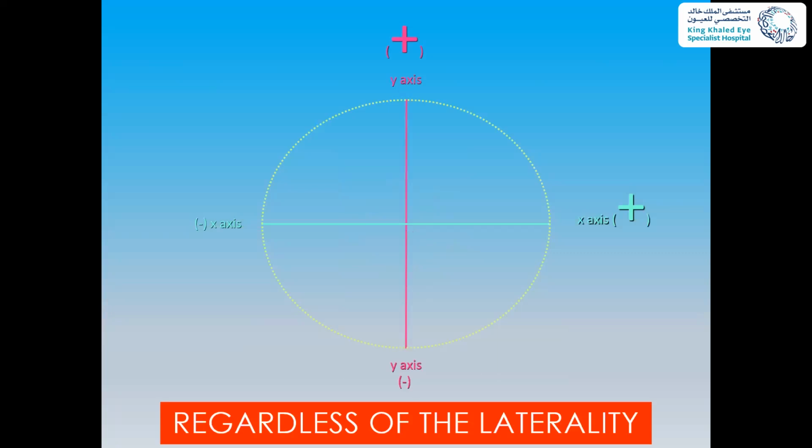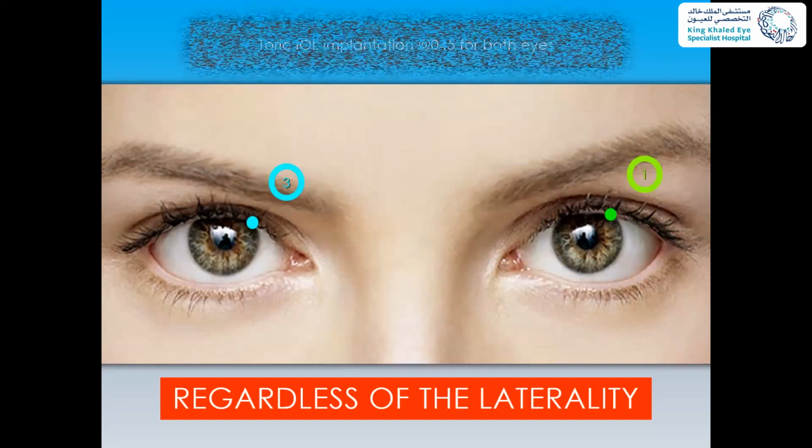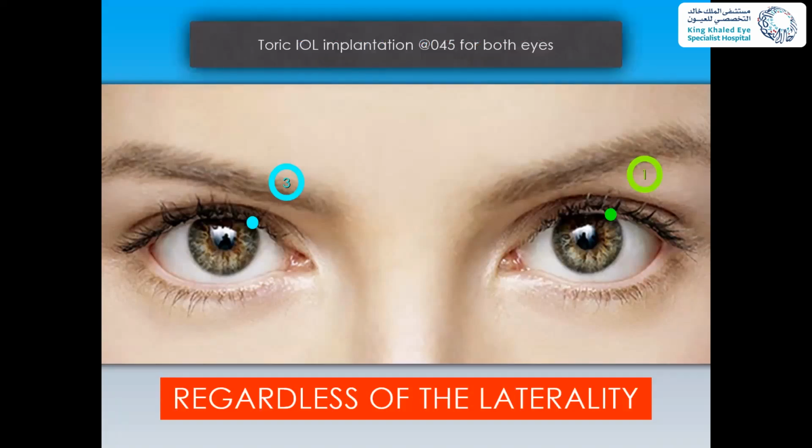Just a few basic principles. When we are talking about any displacement, on the x-axis plus is on the right side and minus is on the left. On the y-axis, plus is superior and minus is inferior. This is regardless of the laterality of the eye. And the same goes with the degrees. So 0 is always on the right and 180 on the left. So irrespective of whether you're talking about the right eye or left eye, when we talk about 45, it will be supratemporal in the left eye and supranasal in the right eye.